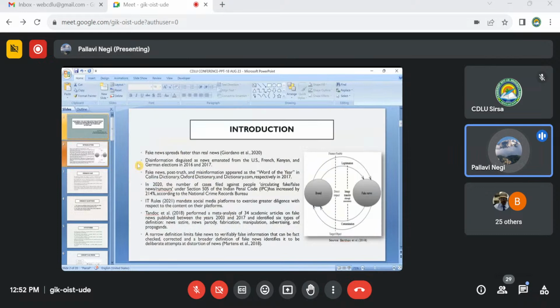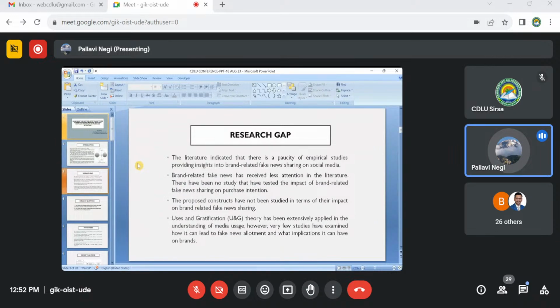So talking about fake news, it's not a new phenomenon. Its existence goes back to the 1950s. Pallavi, you may skip this and start from your research work. Sure, sir. Should I talk about my research gap? Come straight to the core of your research.